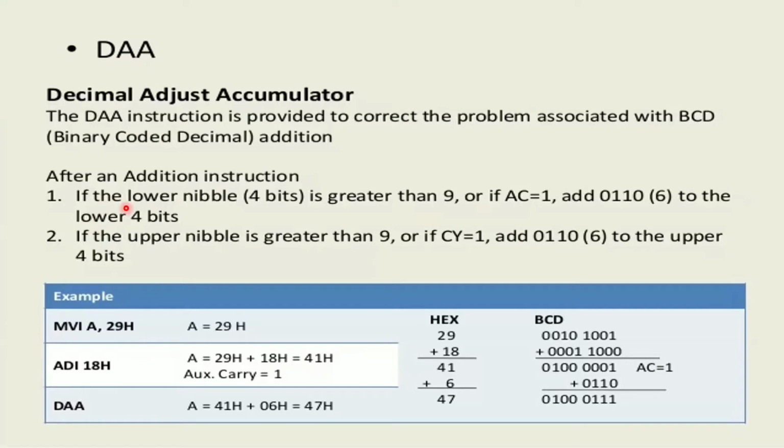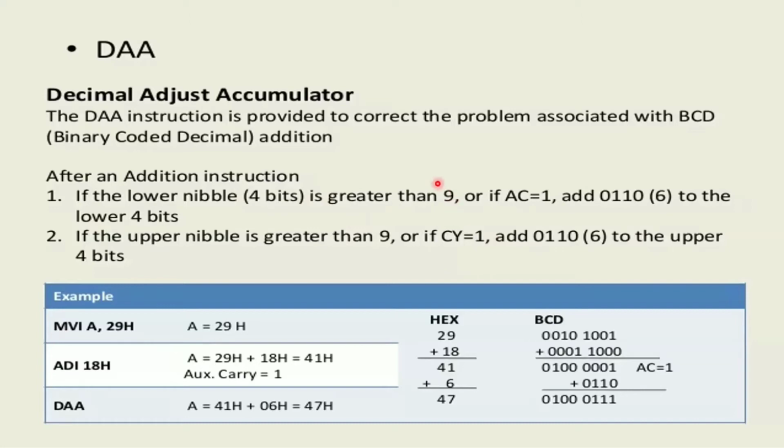This instruction will check the lower 4 bits of your result. Where is the result? In the accumulator. What is the result size in this accumulator? 8 bits. In 8 bits, the first 4 bits are called the lower nibble, and the next 4 bits are called the higher nibble. This instruction will check the first 4 bits of the result in the accumulator.